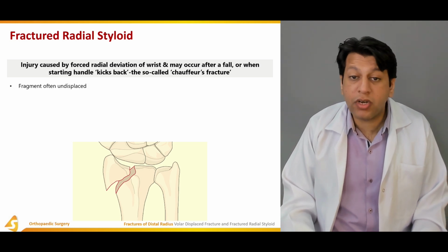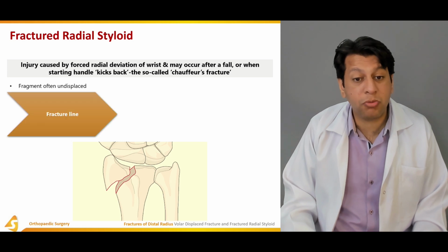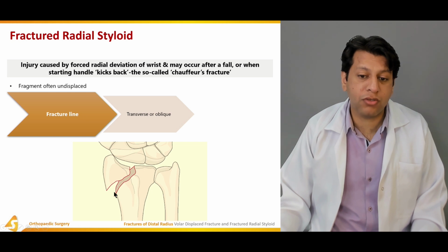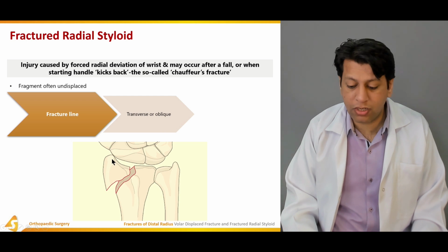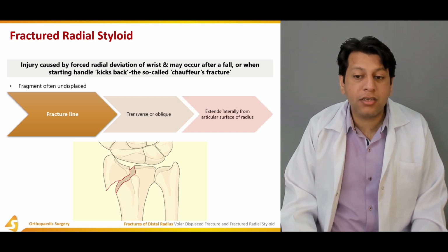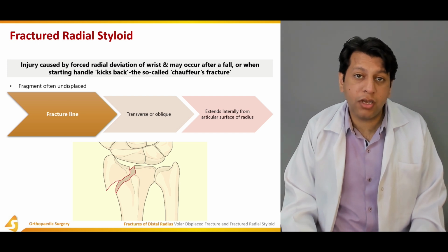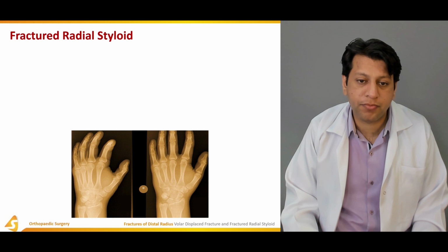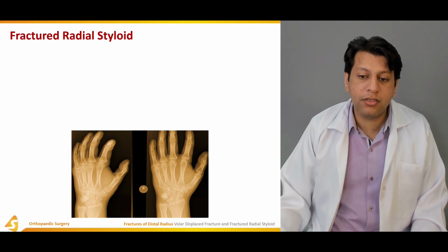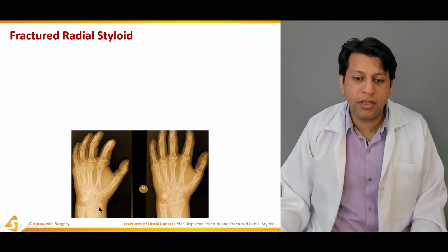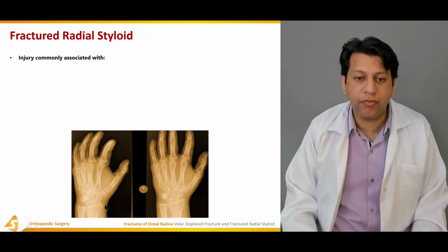The fragment is often undisplaced, sometimes it's displaced as well. The fracture line, as you can appreciate over here, is sometimes an oblique fracture line, or it could be a transverse fracture line exiting through the radial styloid, extending laterally from the articular surface of the radius, more commonly on the radial styloid side. If you see this x-ray over here, this is an oblique line resulting in a radial styloid fracture.